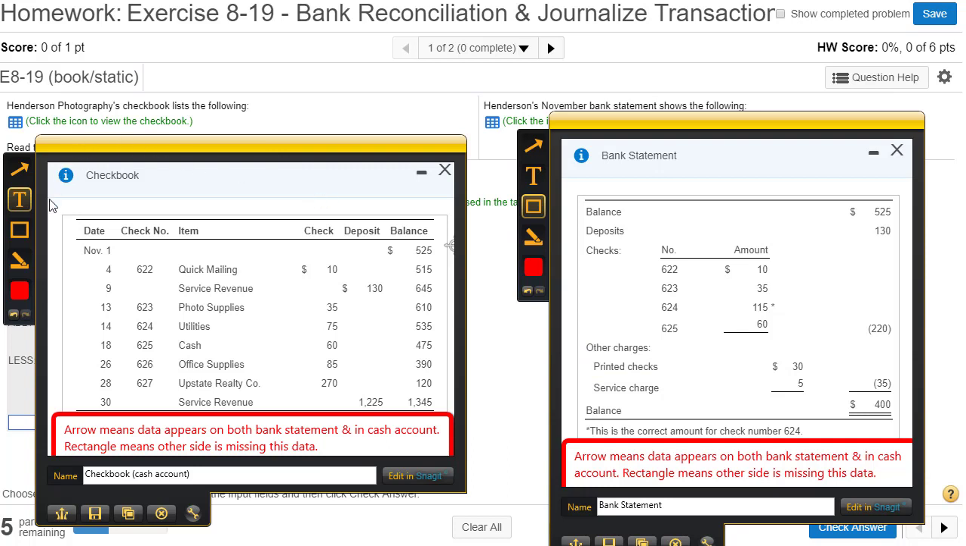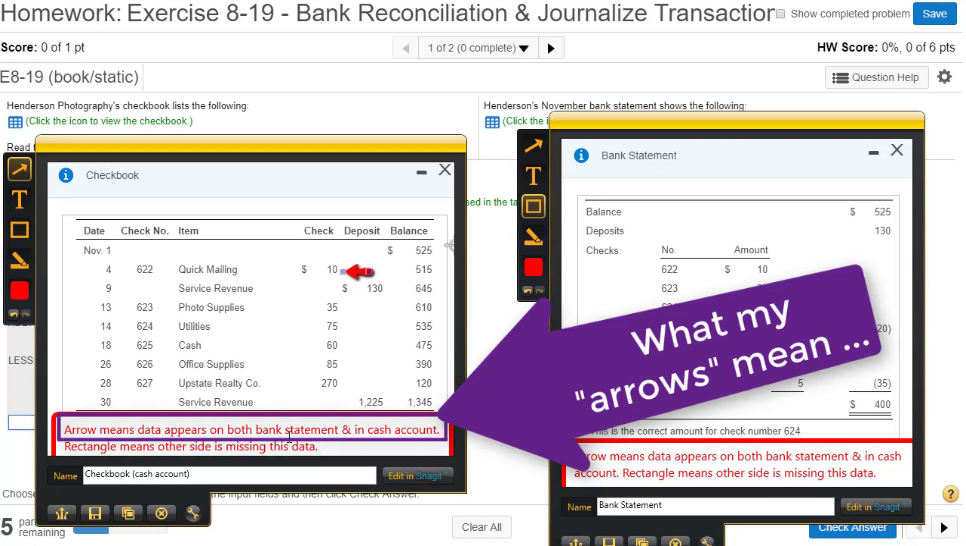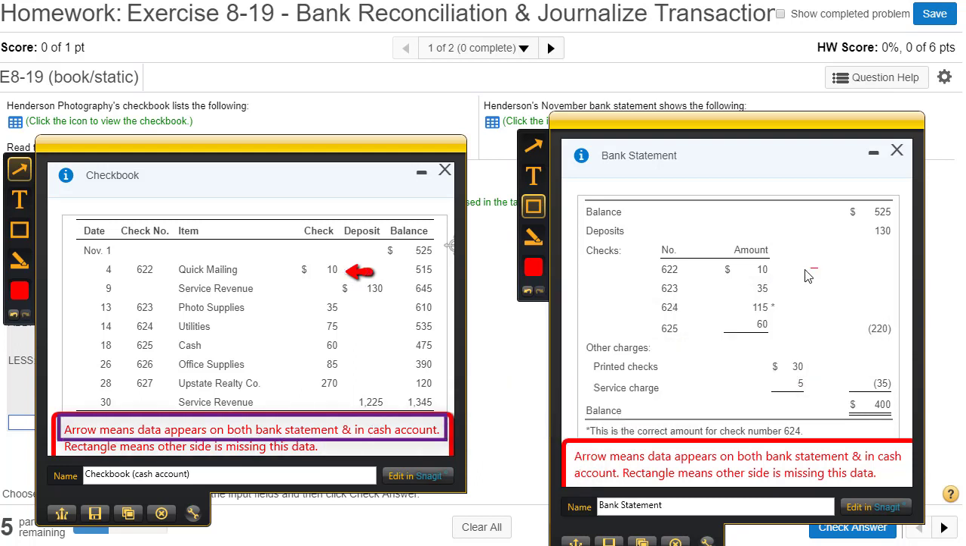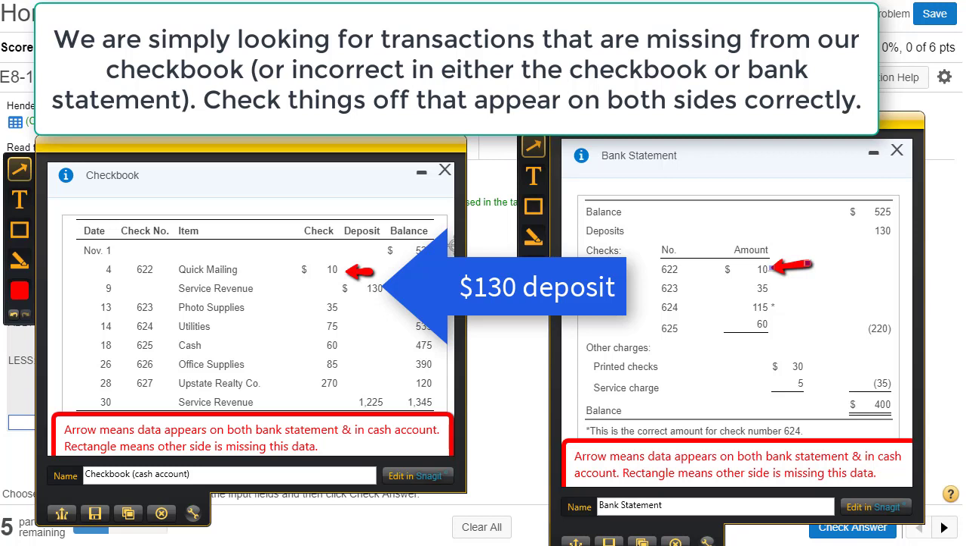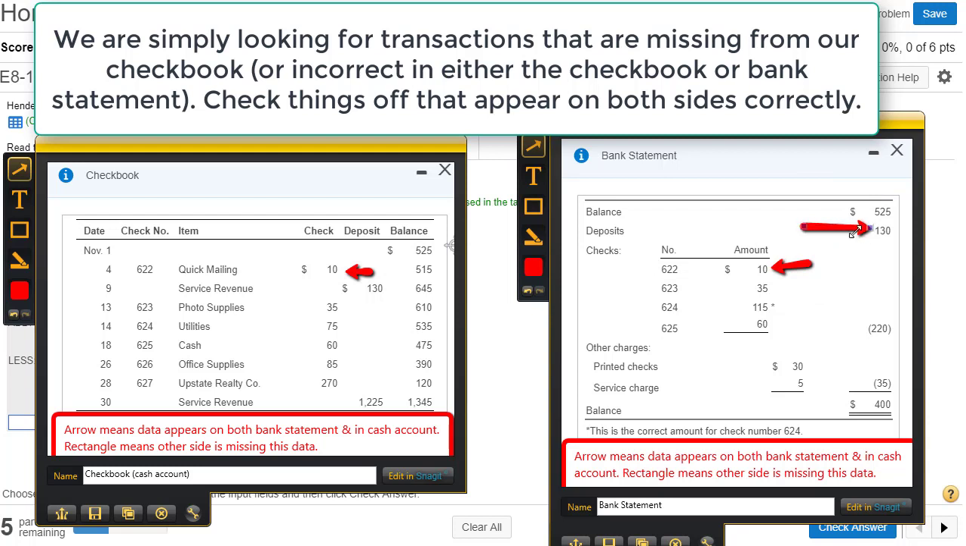So I'm going to start on the book side. The book means our accounting records, which is the checkbook. And I'm going to go through here one at a time. So check number 622. We have to look to see if check 622 is over here and make sure it's for $10. It is, so I'm going to check it off. Remember, the way I check things off is the arrow means the data appears on both the bank statement and the cash account. So that appears on both sides. Next, I'm going to go back to the checkbook. And now we've got a deposit of $130. So look over here. Do we have a deposit of $130? Yes, we do. So I'm going to check that off with my arrow method.